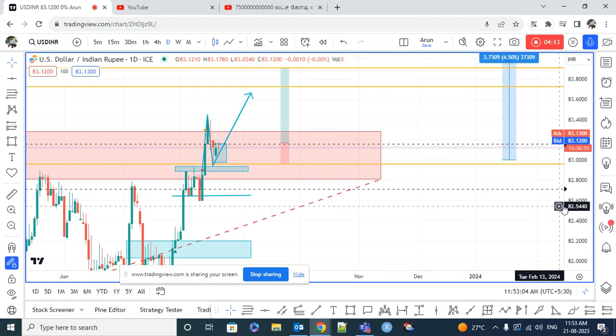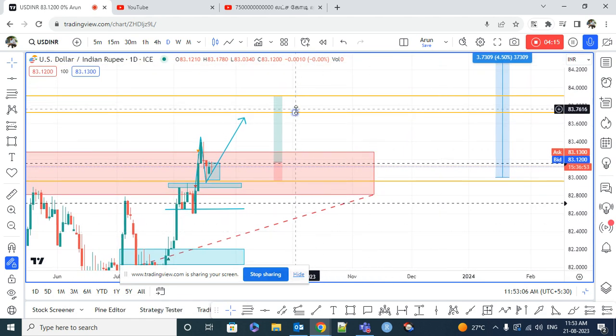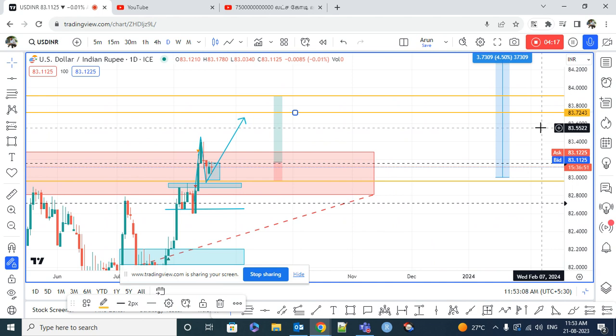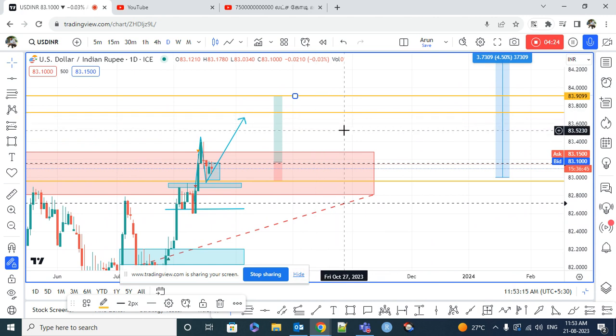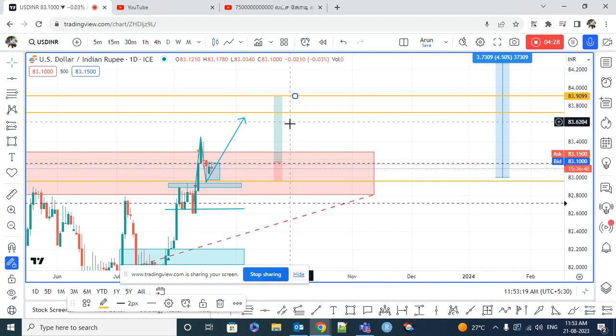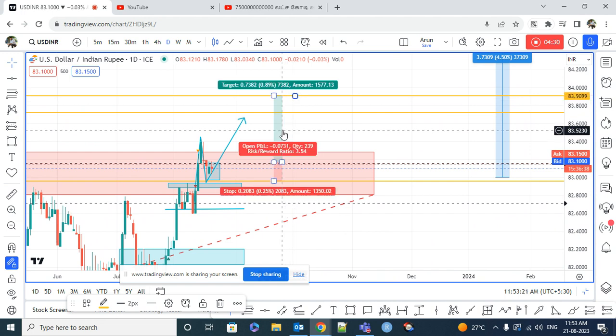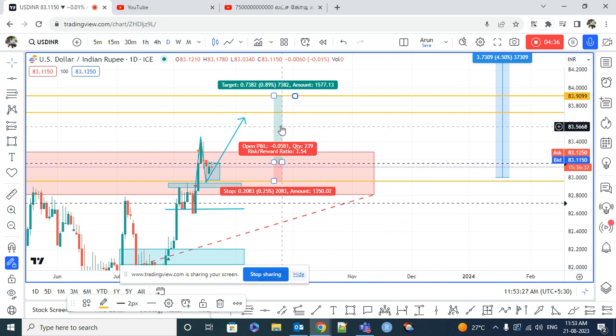And the target should be, there are two ranges of targets. One is at 83.7243 to 83.9099. So these two ranges you can hold your trade. If you keep your position at the higher range of a target, then the risk reward ratio would be 1 is to 3.54. It is a very good risk reward ratio.